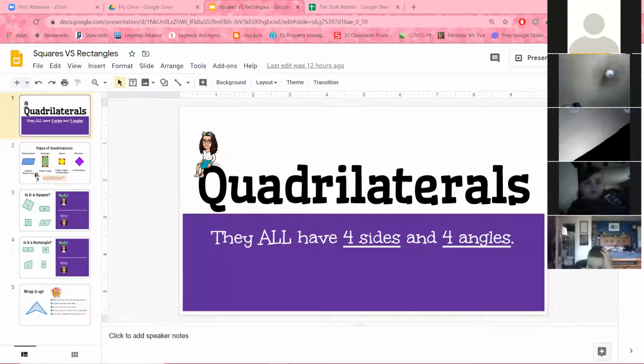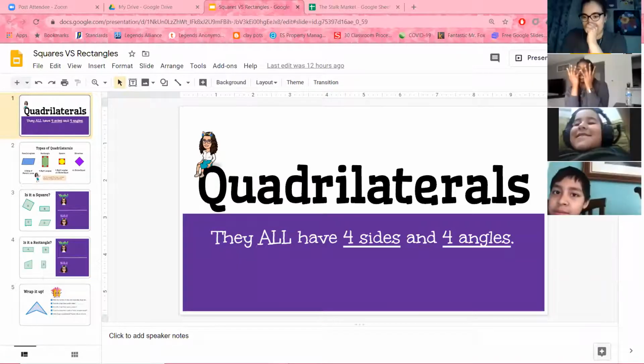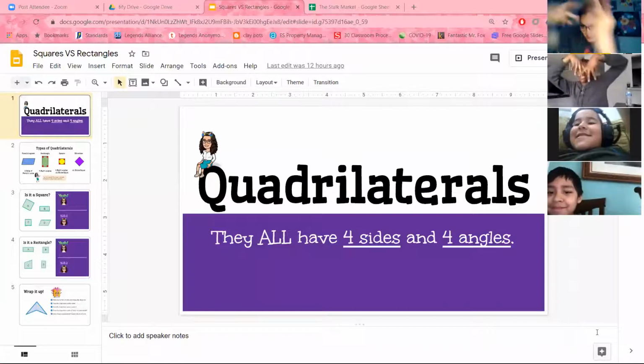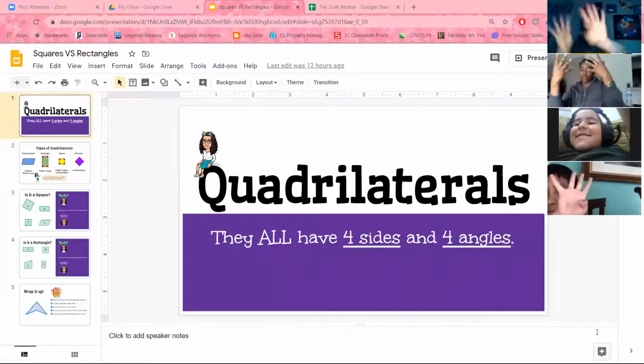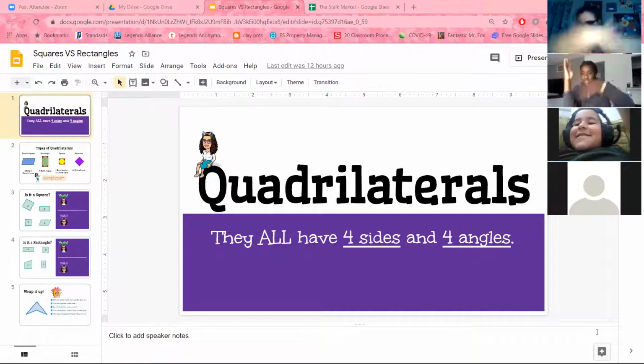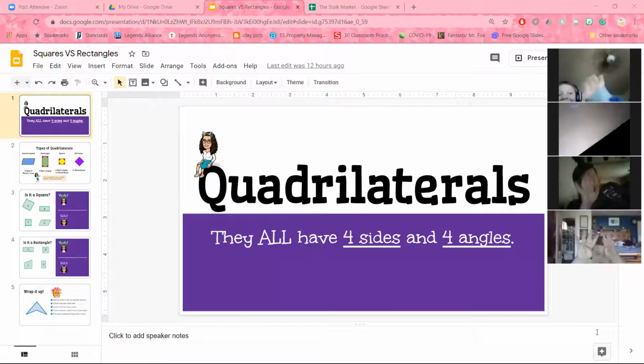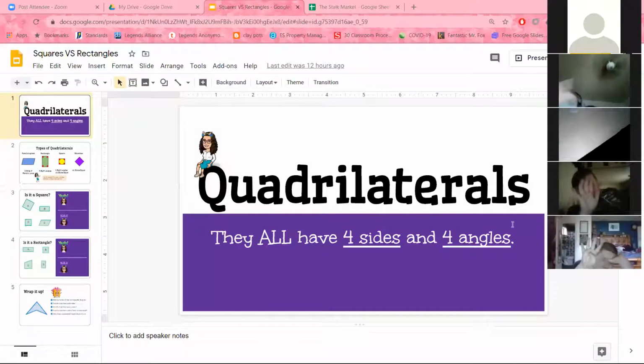Oh, I see Ms. Williams showing it. How many sides and angles? Show me. Quad. Thank you, Felix. Thank you, Kayla. A quadrilateral has 4 sides, 4 angles. Thank you, Evan and Dalton and Logan.